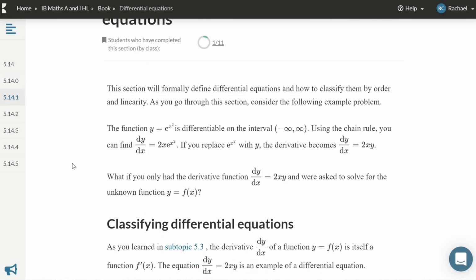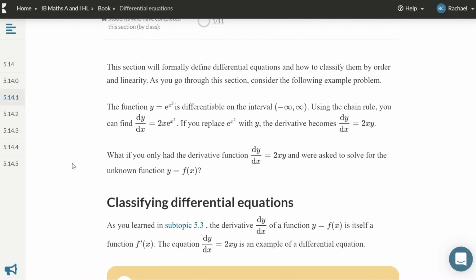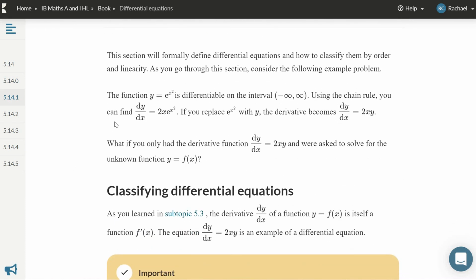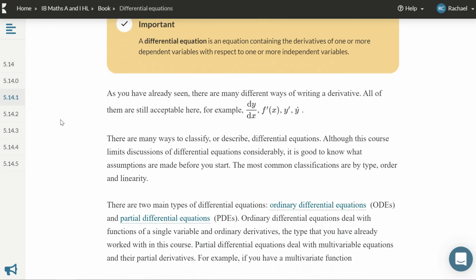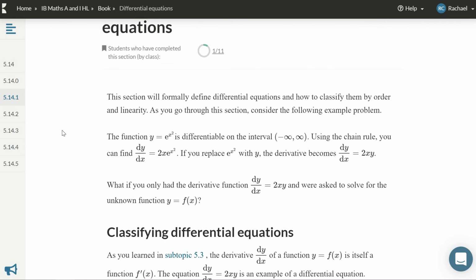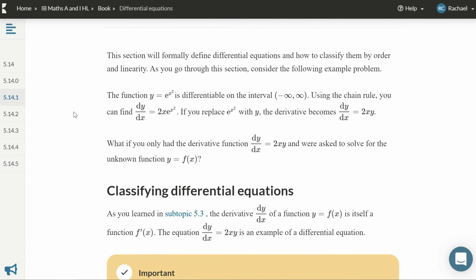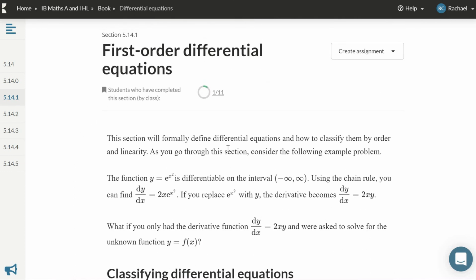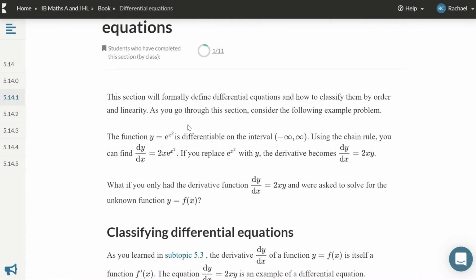So, first order differential equations. I'm just giving you a high level view. I believe this is provided to you guys. This section will formally define differential equations and how to classify them by order and linearity.